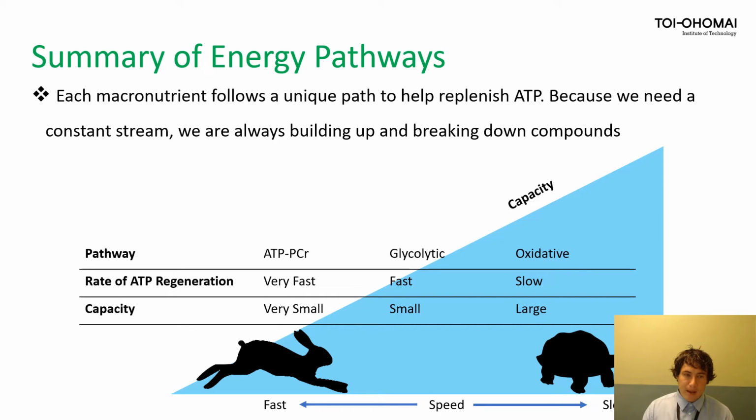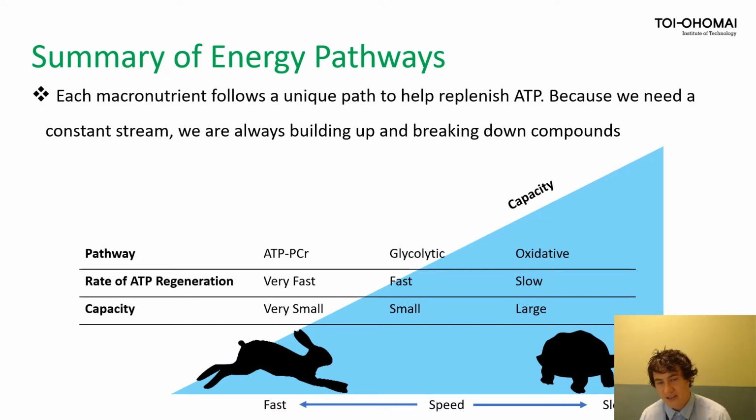ATP-PCR is super fast in terms of generating ATP, but it can only produce a small amount, and it's good for fast output or exercise. The glycolytic system is a quick regeneration of ATP. It's got a small capacity of regenerating ATP. For every one glucose molecule, you split it, you can make two, so it doesn't make a lot. And it's medium intensity, medium speed.